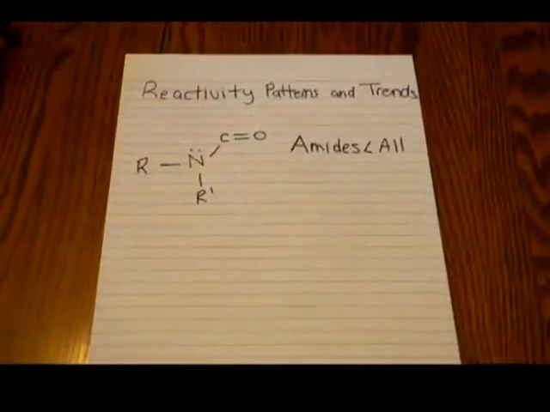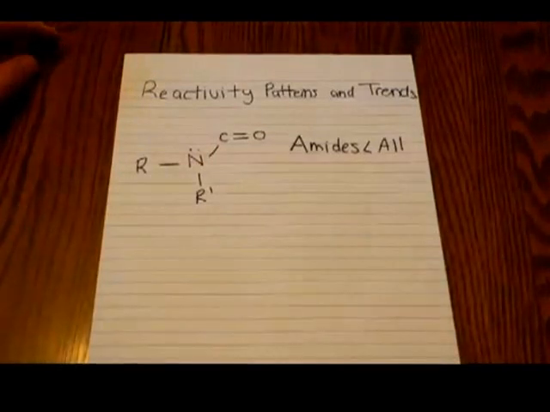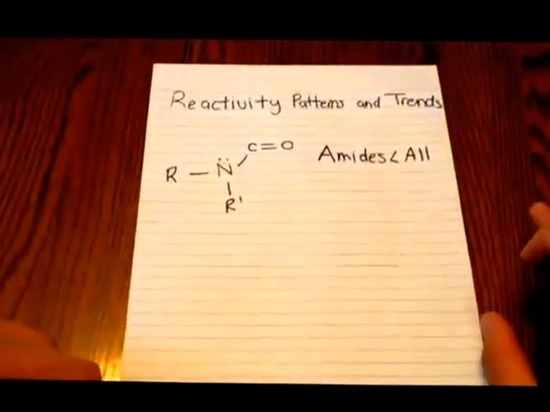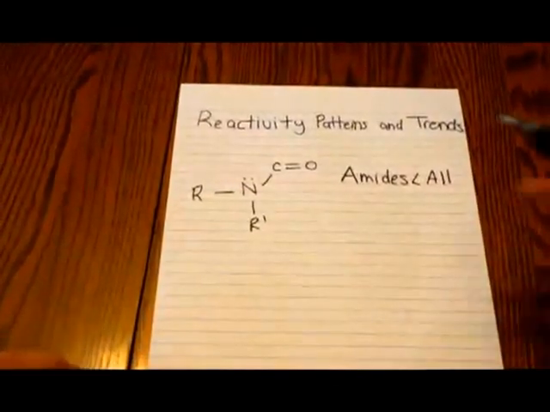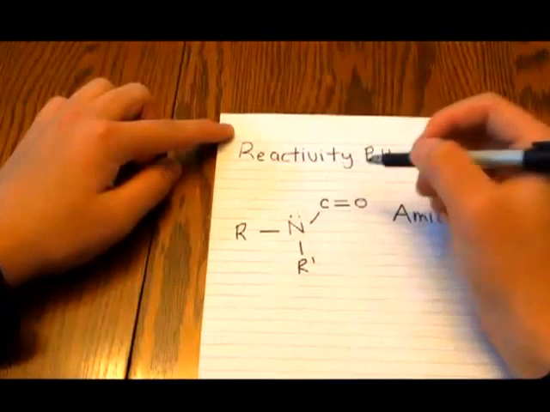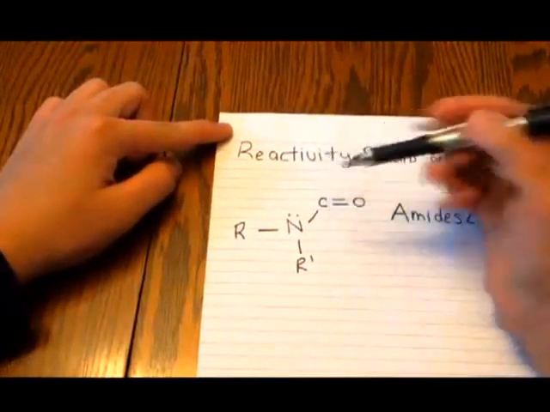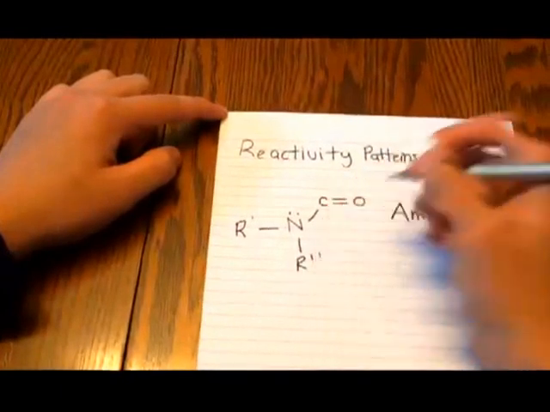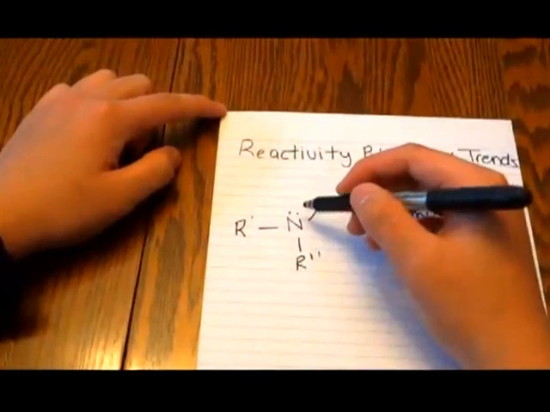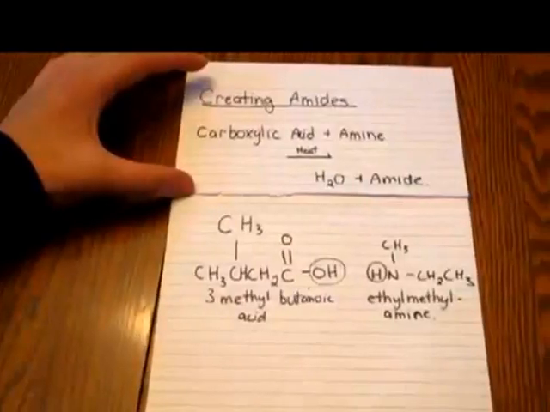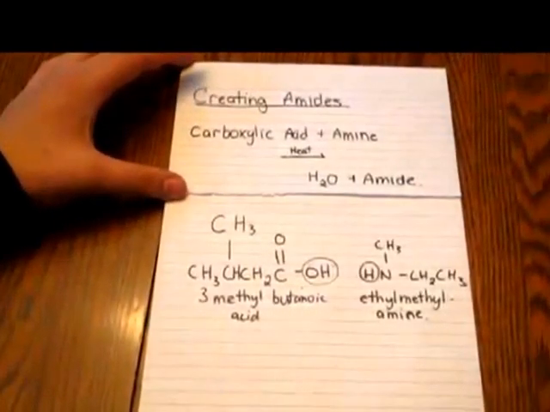So next we're going to look at the reactivity patterns and trends of amides. Now amides are typically the least reactive of all the functional groups. And the reason why is because nitrogen sort of donates its lone pair to the carbonyl group, as well as the fact that R prime and R prime prime usually block the advance of attacking electrophiles to this lone pair of electrons. Next we're going to be looking at reactions that create amides.